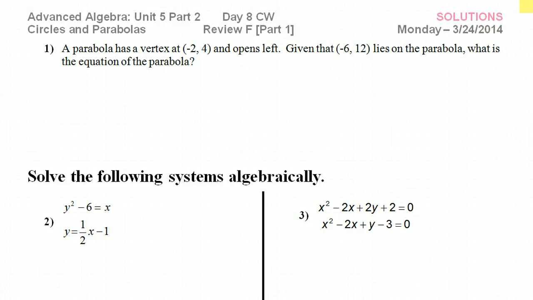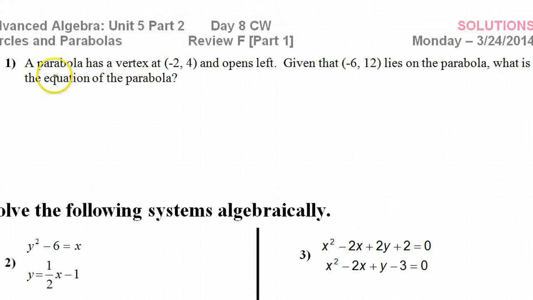Okay, let's get started. A parabola has vertex -2, 4. It opens left. Given that -6, 12 lies on the parabola, what is the equation of the parabola? Alright, these two facts right here tell us a lot.